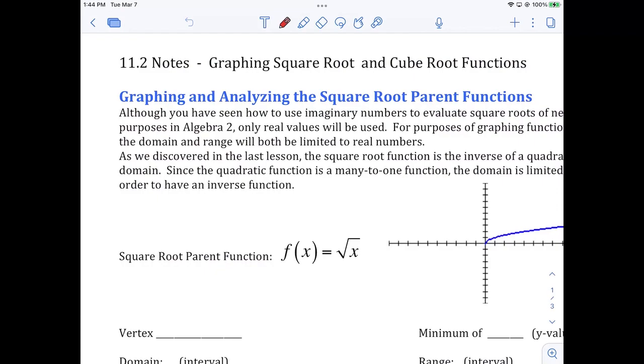11.2, 11.2. We're starting the last section that we're going to get to before the end of the 9 weeks, which is Friday, of course. Graphing square roots and cube root functions. I've already introduced you to both of these guys.